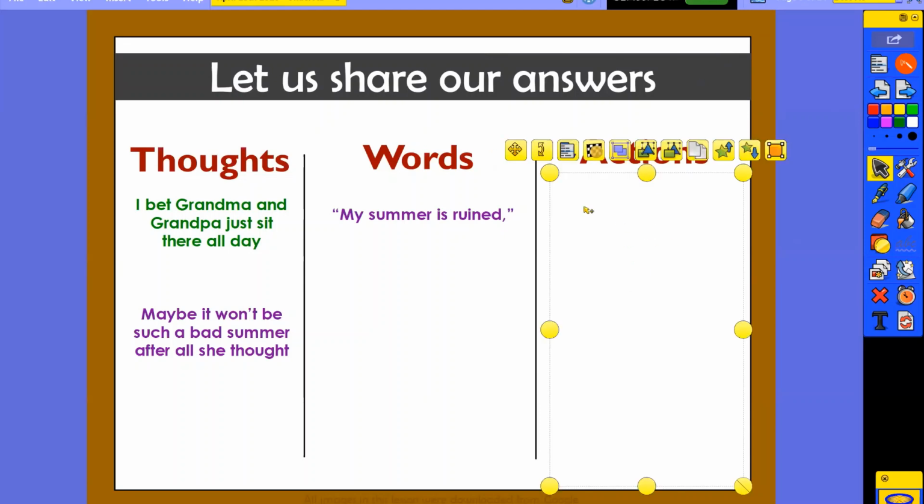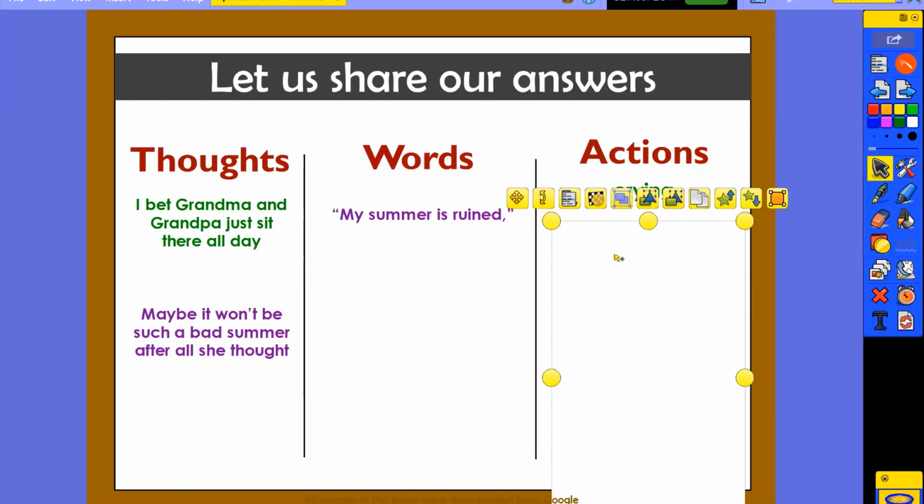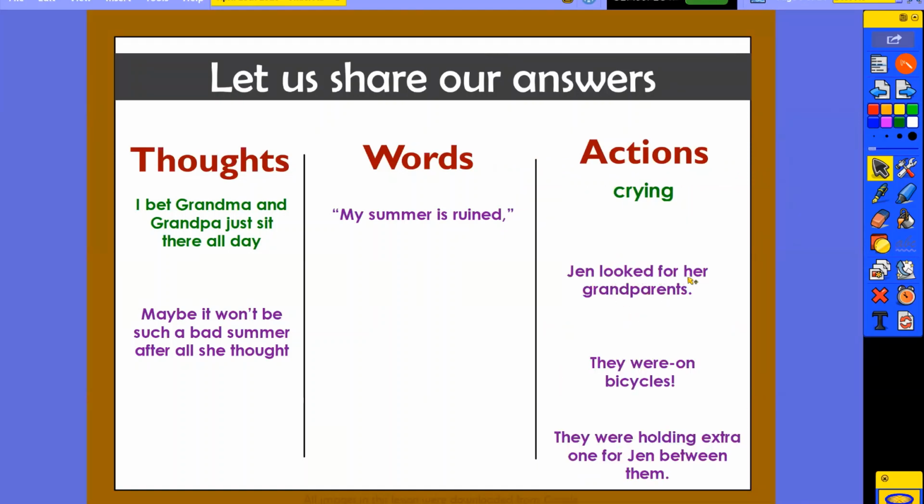The actions we have: crying, because of course she cried, and then she looked for her grandparents, and they were on bicycles. It's an action that was performed by Jen's grandparents, okay? And also they were holding an extra one for Jen between them. The last 2 actions are not for Jen, but they are things that her grandparents did. Okay? Check your answer. Pause the video and check your answer.